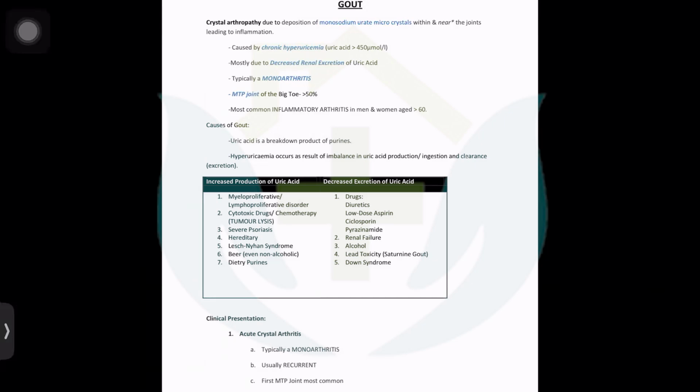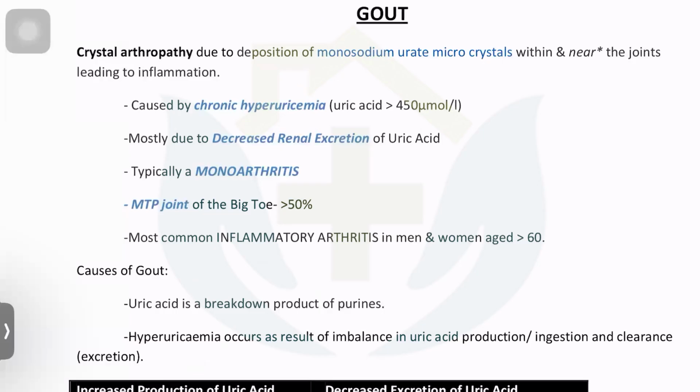We'll begin with gout. Now, gout is very important. Gout and pseudogout. These are basically classified under which kind of arthropathy? Anyone? Crystal arthropathy. Yep. So it is basically a crystal arthropathy, and in some scenarios, it is usually asked as monoarthritis. So usually it is classified under monoarthritis and crystalloarthropathy.